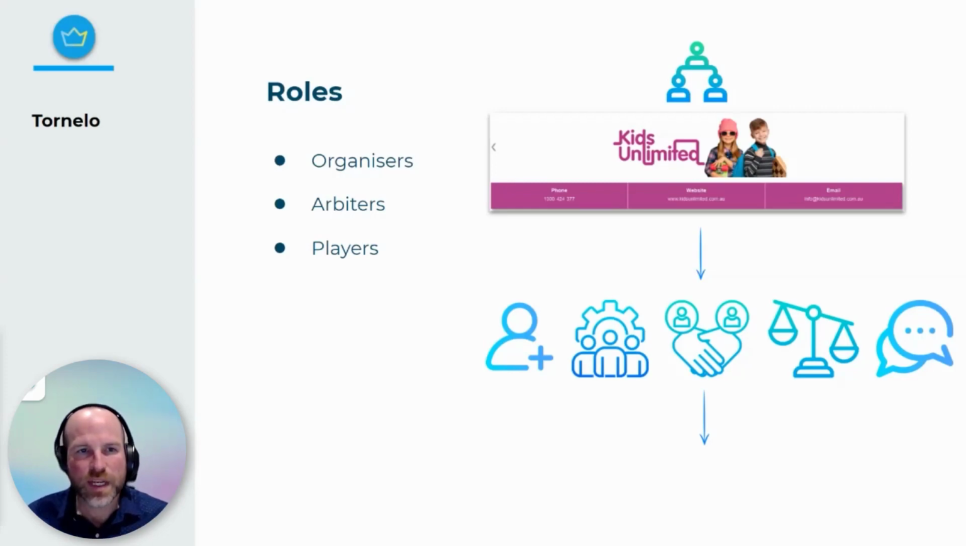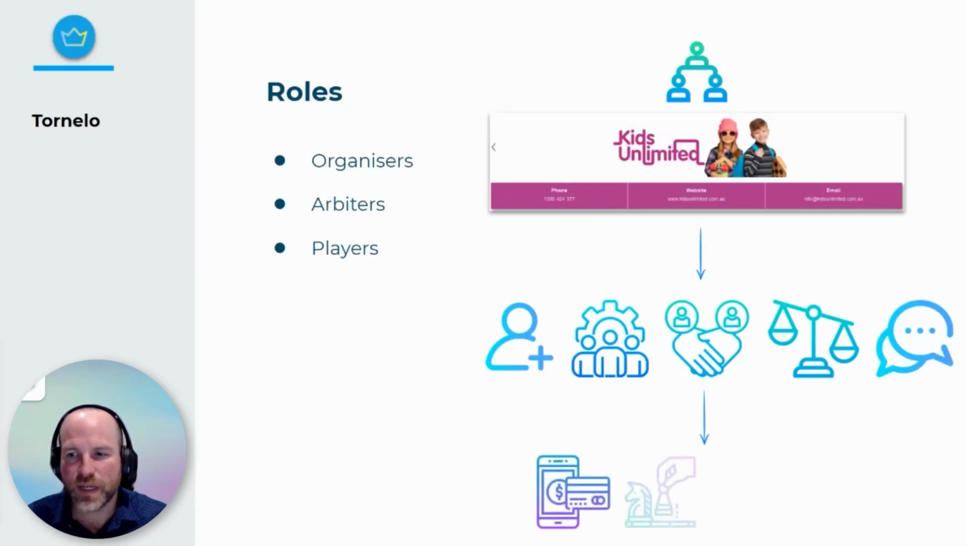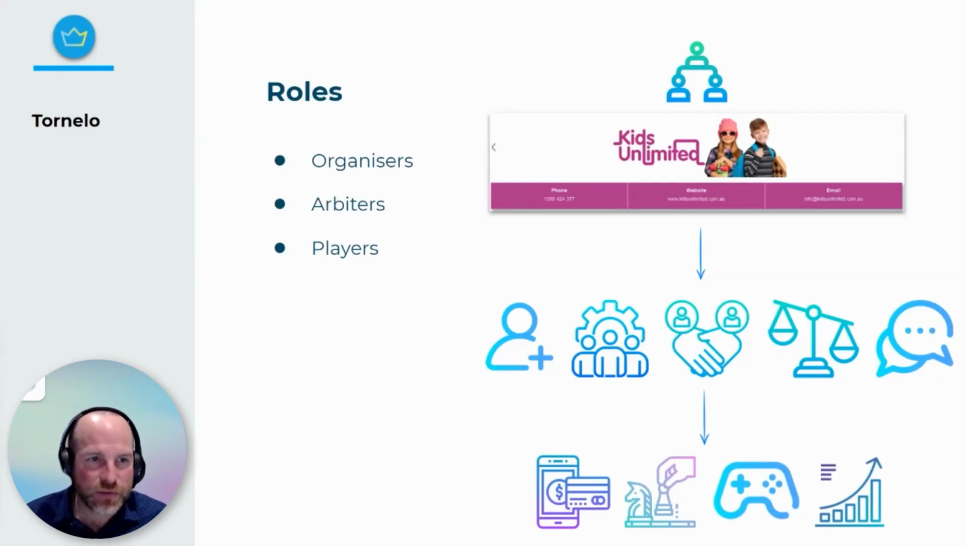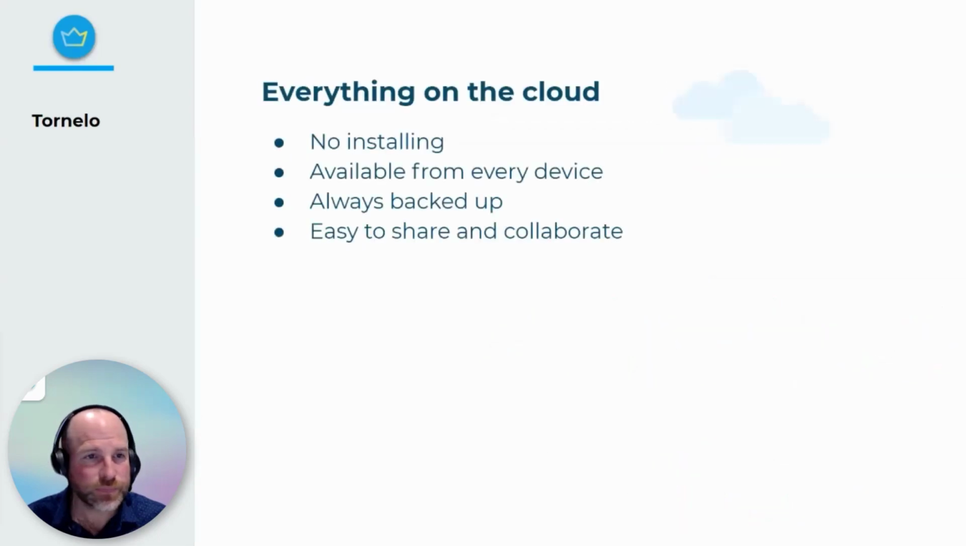So arbiters are, I guess, what we would think of as our main type of user in Tornelo. Of course, there are players who interact with Tornelo as well. The players are paying their entry fees and they're registering for events. They're actually playing their games and they're watching their rating progress over time as well on the Tornelo rating system. So we have those three different types of roles. Today, we're going to be mostly focusing on the arbiter's role and what the arbiter is doing on Tornelo.